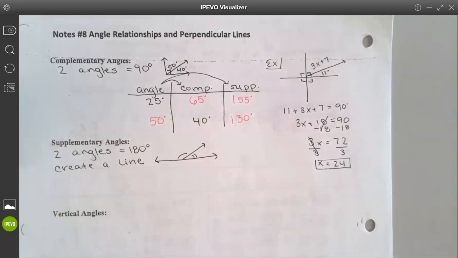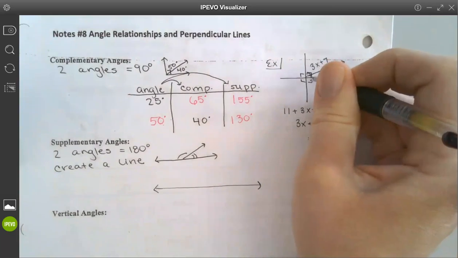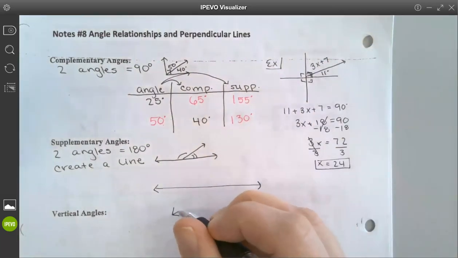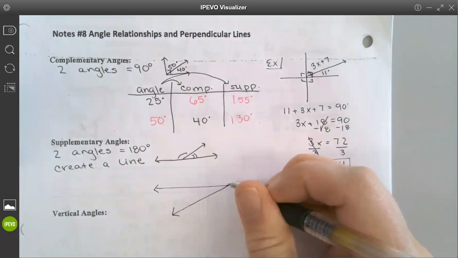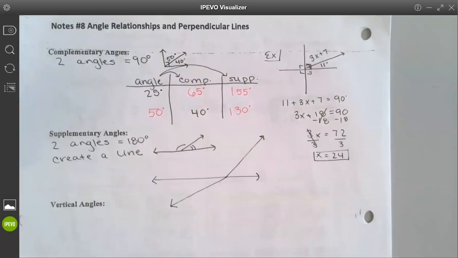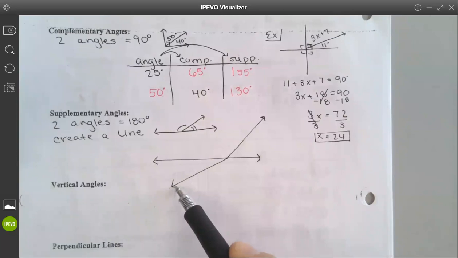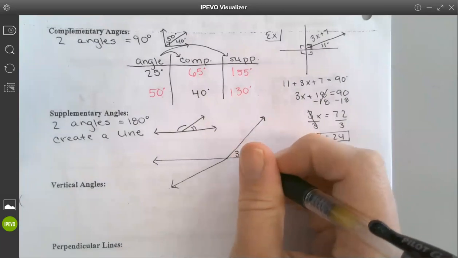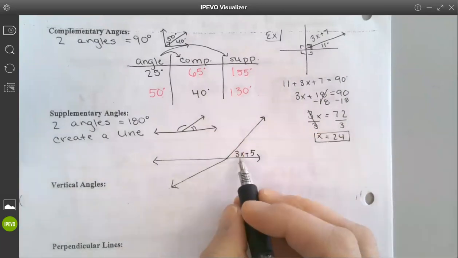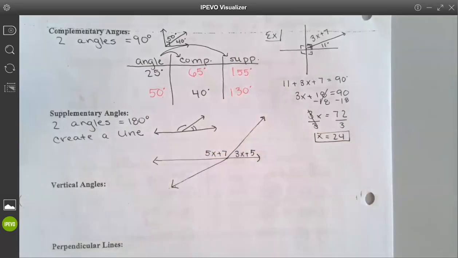Another thing we may see with these 90 and 180 degree angles is a problem like this. The 180 degree ones tend to get students a little bit more because it's not marked in the same way this is marked 90 degrees. So here's a diagram. A little bit tricky. I drew a straight line, then I drew an angle coming off and a different angle on the bottom. So it's not a line going through it, it's just two different angles. I'll call this 3x plus 5 over here, and 5x plus 7 over here.